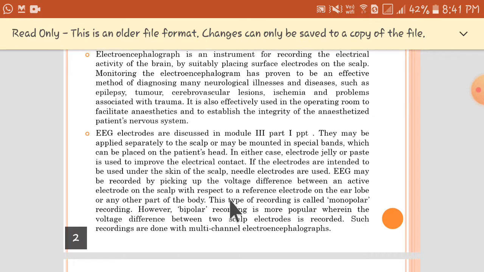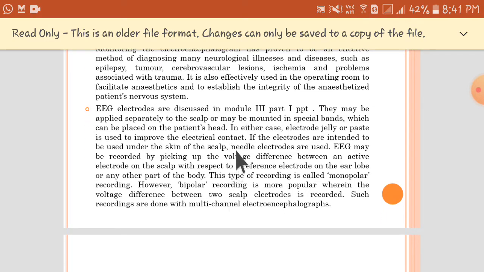Now, about the electrodes, we have already discussed the electrodes used in EEG in the previous section, that is part 1 of module 3. These electrodes can be separately placed on the scalp or mounted in special bands. In either case, we can use some electrode jelly or paste which can increase the electrical conductivity, and in some cases we can use needle electrodes also.